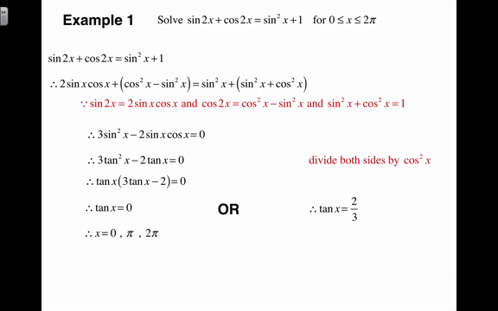Working through and knowing what values of tan give us 0, we know that x will be 0, pi and 2 pi, given we have the bounds 0 is less than or equal to x is less than or equal to 2 pi. And using our calculator for the other one and remembering that tan is positive in the first and the third quadrants, we get 0.588c, or pi plus 0.588, which is 3.730. Remembering the c just tells us that it's a radian measure.